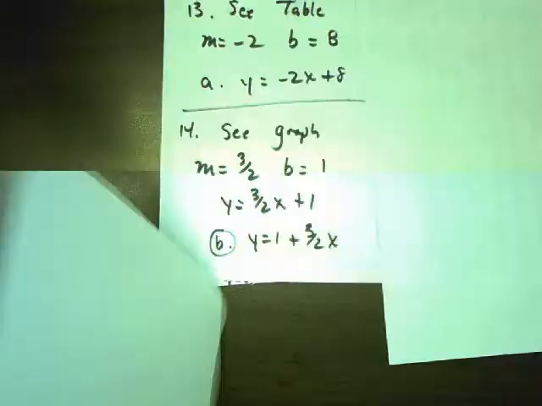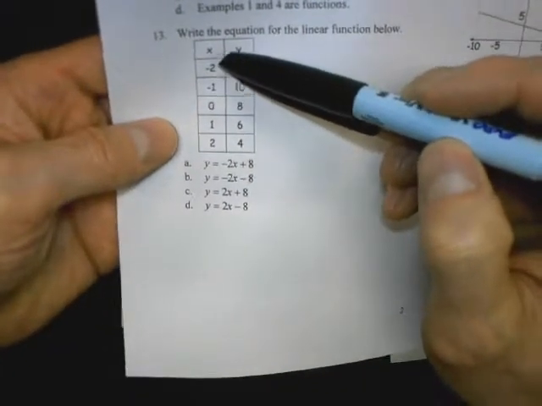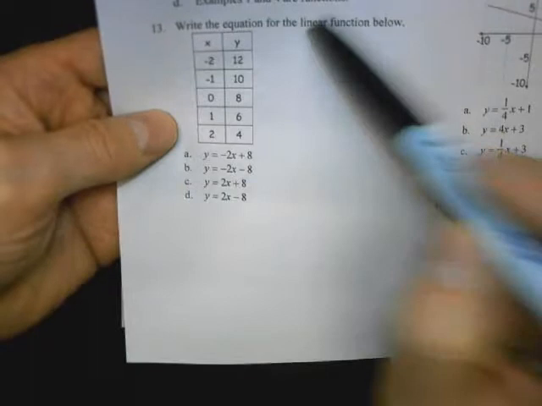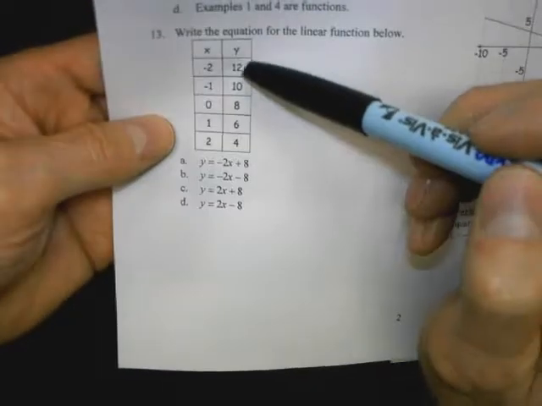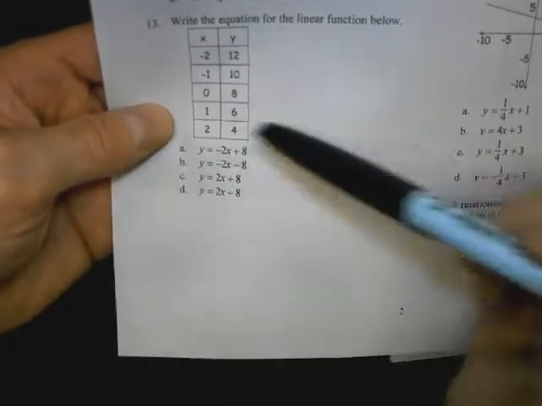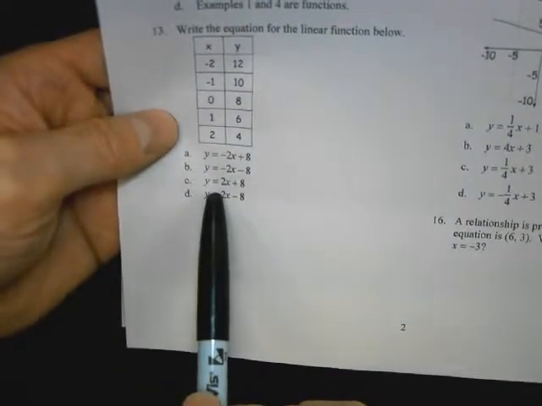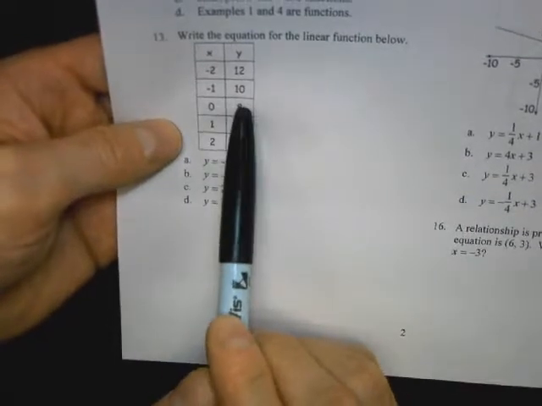Alright, we're on number 13 now. Number 13 says they give us a table. If I take a look at this table and I have to write the equation for this, I see my x's or my inputs over here, my domain is in order, and I know this is linear, then all I have to do is look at my pattern. It's going down by 2 every time. My slope has to be negative 2. It's got to be A or B. And then I see where x is 0, that's my y-intercept. So that's a pretty simple problem. My y-intercept is positive 8, my slope is negative 2. This answer has to be A.